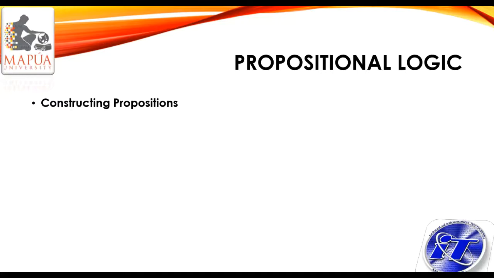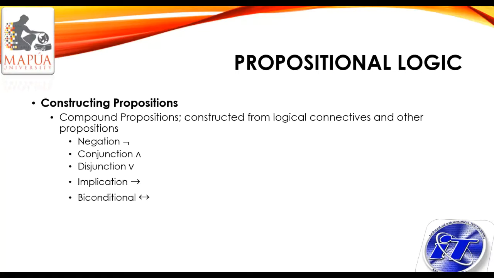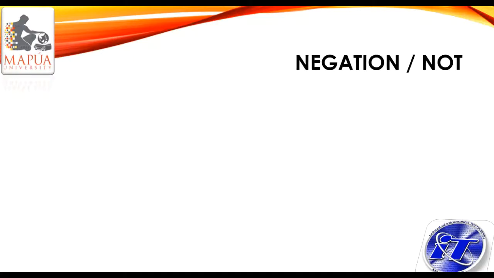We have sentences that are composed of more than one proposition, and this sentence, we call it compound proposition. To connect the different propositions in a sentence, we use logical connectives or functions like negation, conjunction, disjunction, implication, and biconditional. So let us discuss first negation or not function.